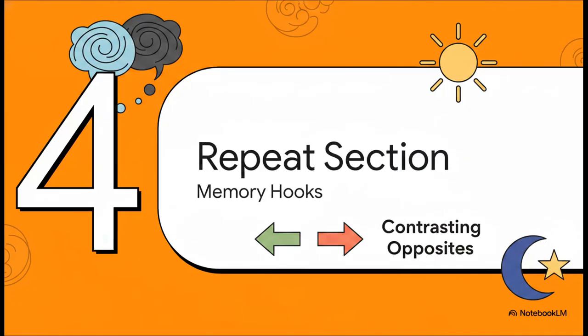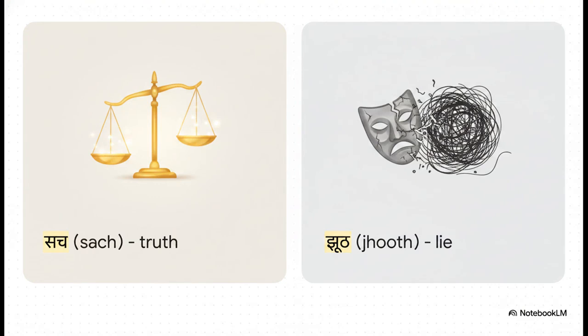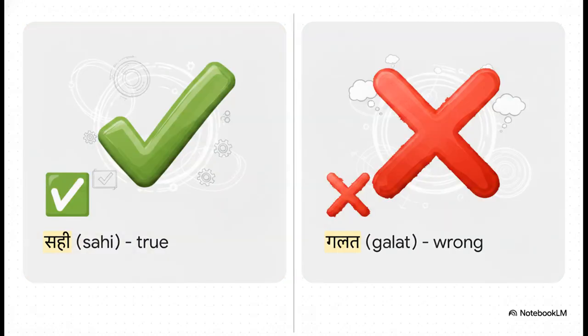We're on to Section 4, the repeat section. We're going to use memory hooks and contrasting opposites to really lock these in. Let's look at these nouns side by side. On the left, we've got such for truth, and on the right, we have jut for lie. Let's repeat them back to really solidify that difference in your brain. Such, truth. Try it with me now. Such, truth. Now let's do the exact same thing with our adjectives for correct and wrong.